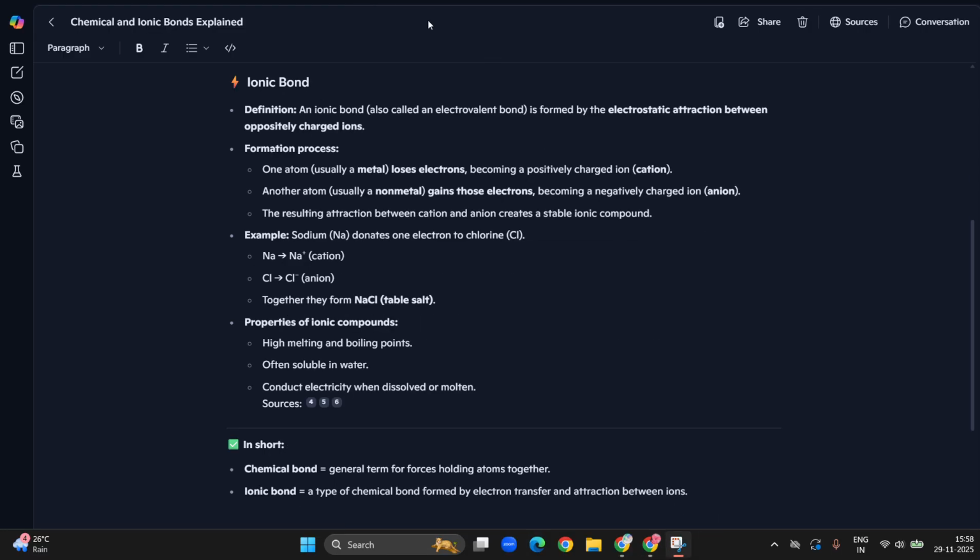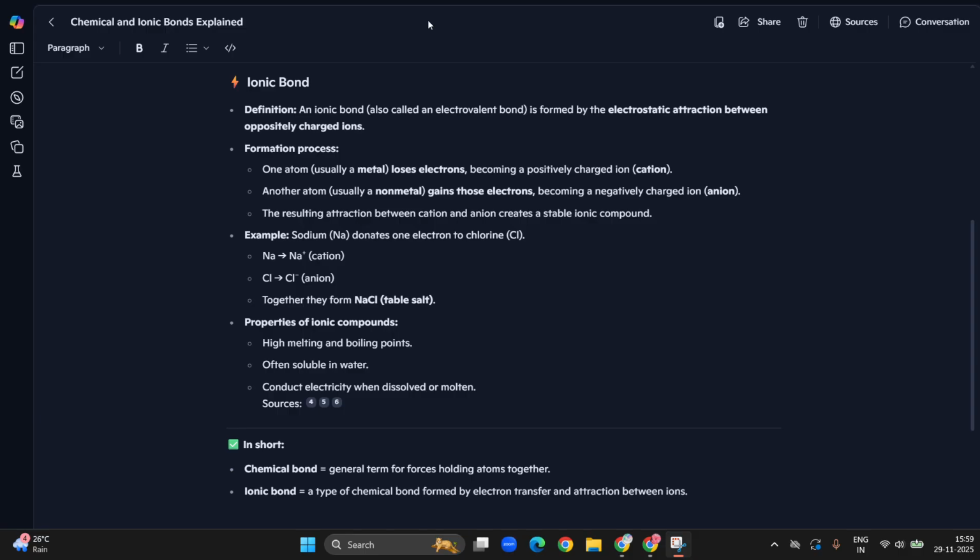So, definition of an ionic bond. An ionic bond, also called an electrovalent bond, is formed by the electrostatic attraction between oppositely charged ions. So this ionic bond only happens between charged particles, that are ions. So we know there are two charged particles, that is positive and negative.